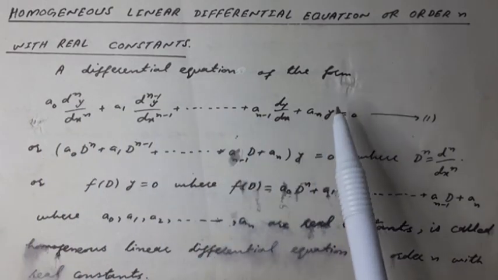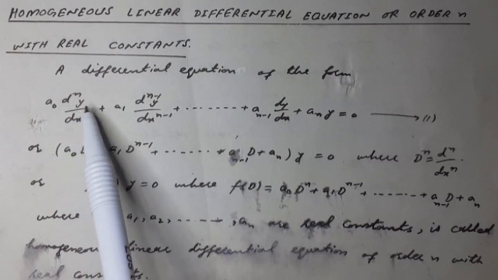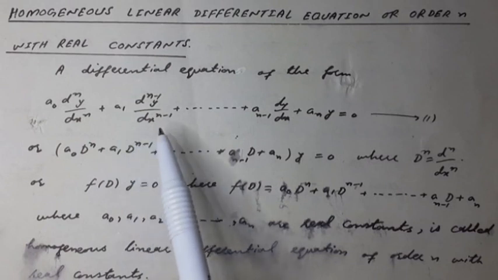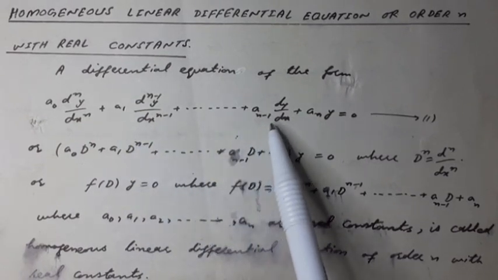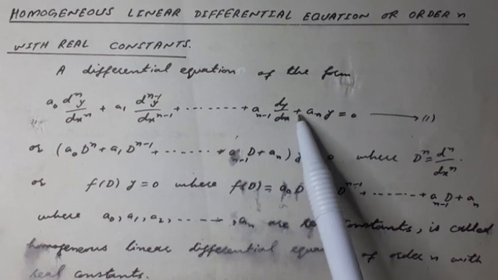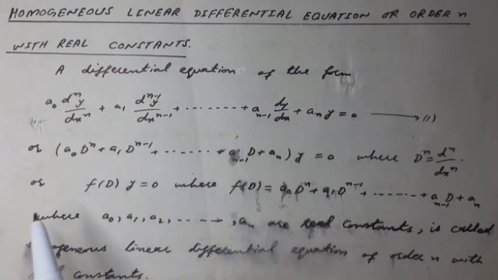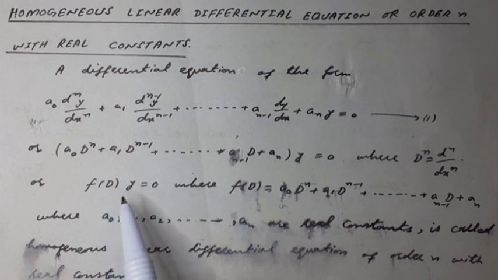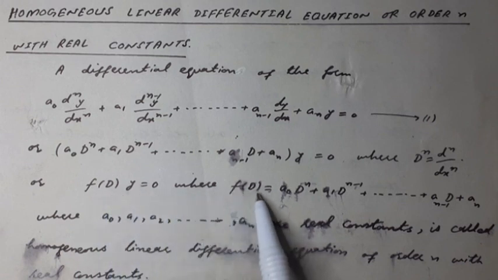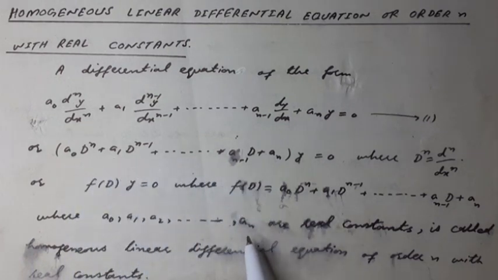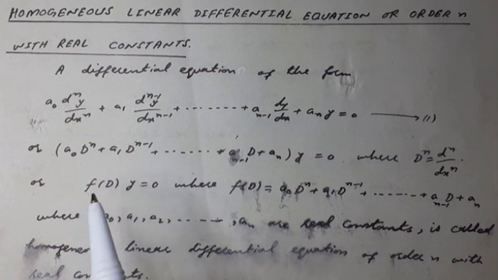A differential equation of the form a0 dⁿy/dxⁿ + a1 dⁿ⁻¹y/dxⁿ⁻¹ + ... + a(n-1) dy/dx + an y = 0, or in operator form it can be written as f(D) y = 0, where a0, a1, ..., a(n-1), an are real constants, is called a homogeneous linear differential equation of order n with real constants.